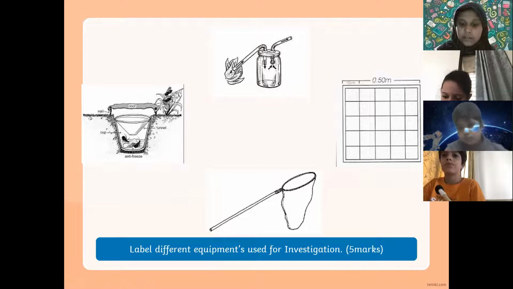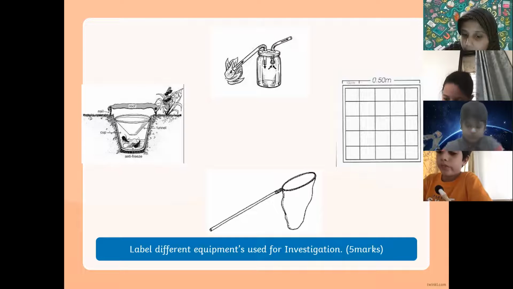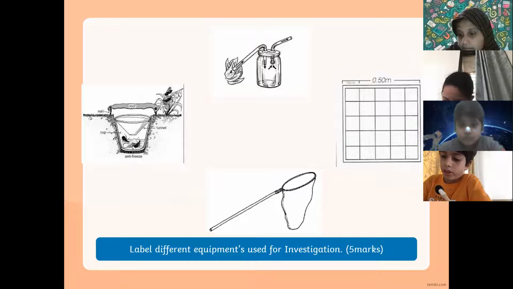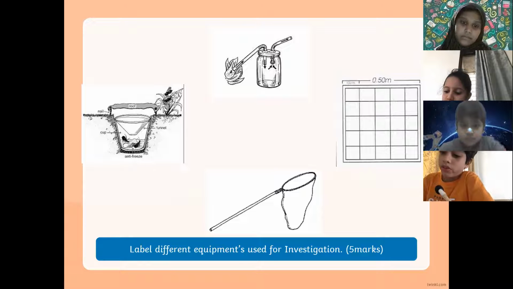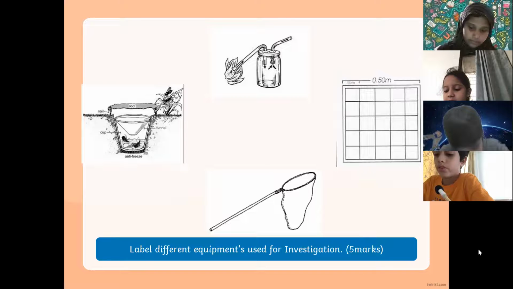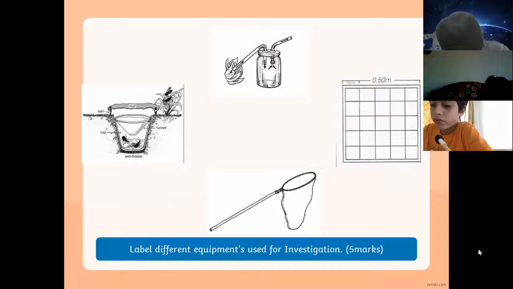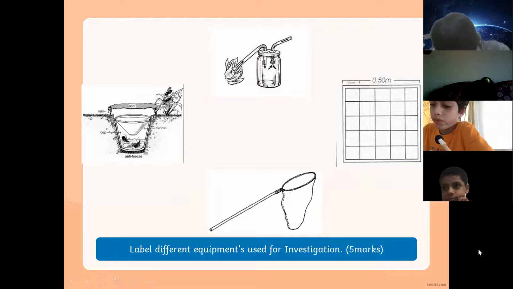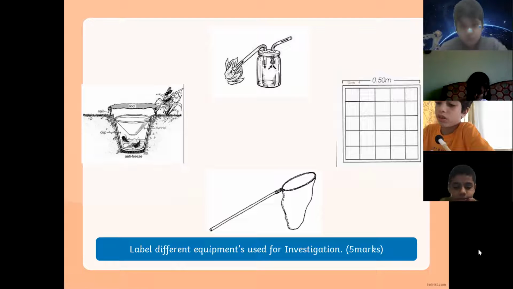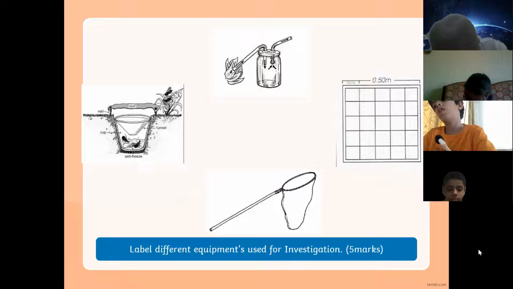Ma'am, do we have to draw it, then label it? No, no, you don't have to draw. You have to just write the name of the equipment. Ma'am, can we draw it our own way? You don't have to draw anything, Mariam. You have to just label. It means you have to just write the name of the equipment.